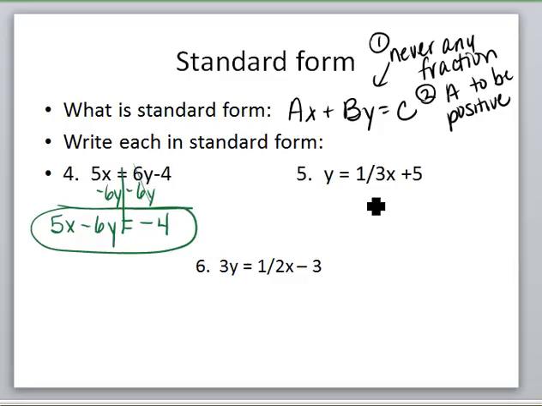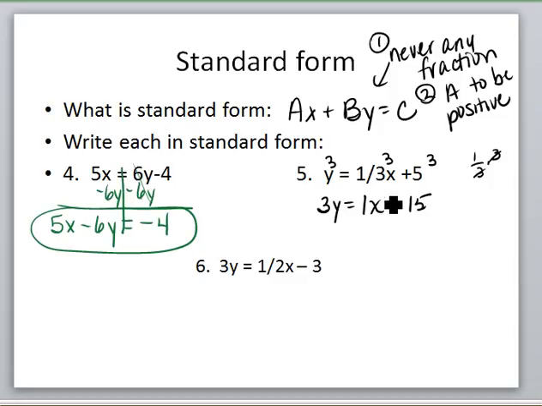The next one is a little bit more complicated because I have a fraction in there. We're never going to have any fractions in this. So the way we get rid of our fractions is by multiplying by the least common denominator, which happens to be 3. So I'll multiply each thing by 3. When I do that, I get a 3y. I end up with 1/3 times 3. Remember how you do that off to the side, 1/3 times 3. Those cross reduce, so you get a 1x plus 5 times 3 is 15.